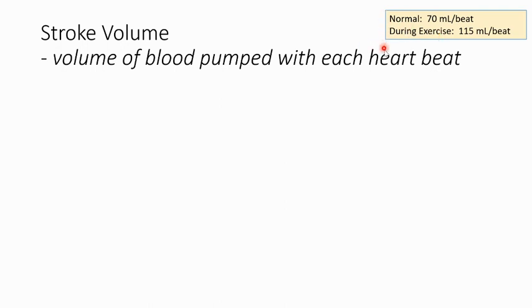But one thing I do want to mention is that the normal stroke volume is going to be 70 milliliters per beat. So with every heartbeat, it's going to push out 70 milliliters. And then notice what happens when you exercise. The stroke volume is going to go up to 115 milliliters per beat. So what that means is your heart is going to be pushing more blood out if you're involved in exercise, which would make sense, right? Because your body needs more blood when you're in sympathetic stimulation. You've got to get more oxygen floating around the bloodstream.